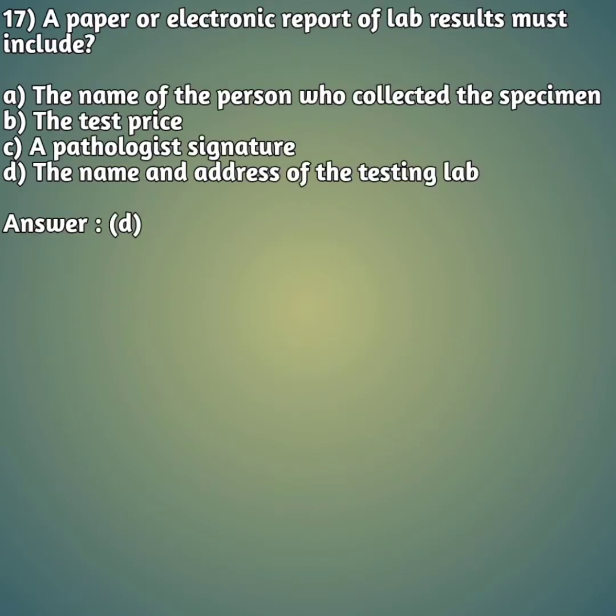Moving on to our 17th question: a paper or electronic report of lab results must include option A the name of the person who collected the sample, option B the test price, option C a pathologist's signature and option D the name and the address of the testing lab. So the right answer is the name and the address of the testing lab, which is a must on the printed or electronic report of a lab result.